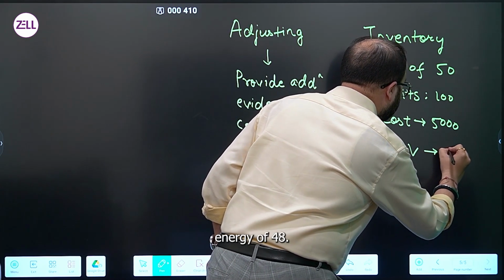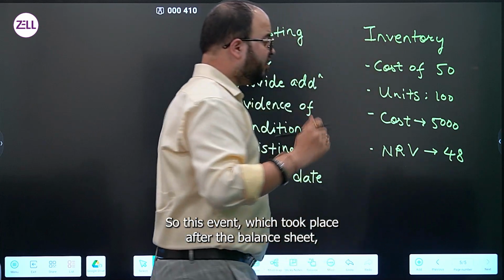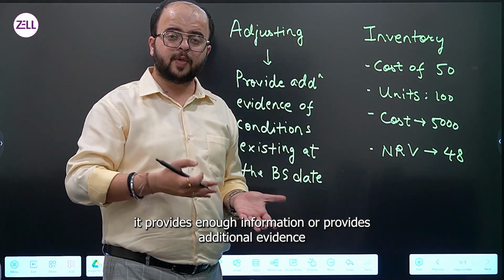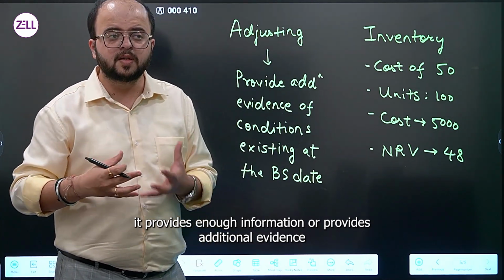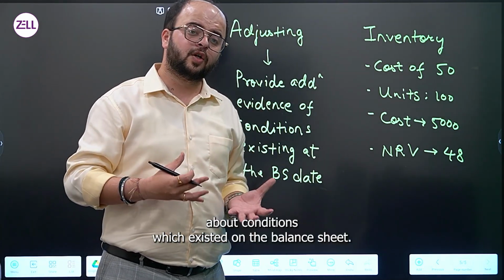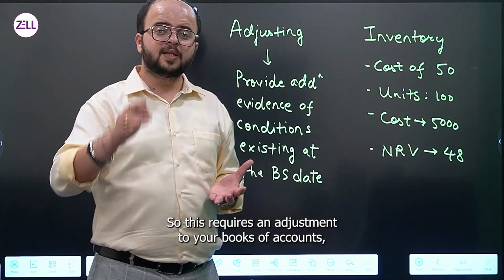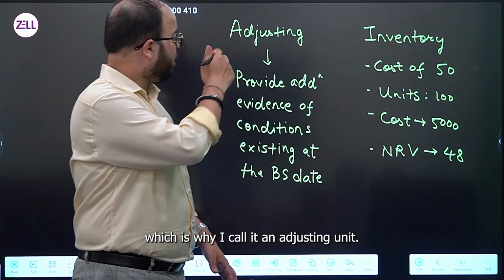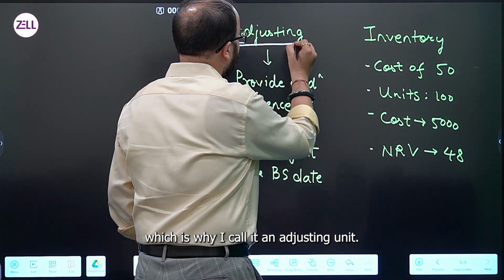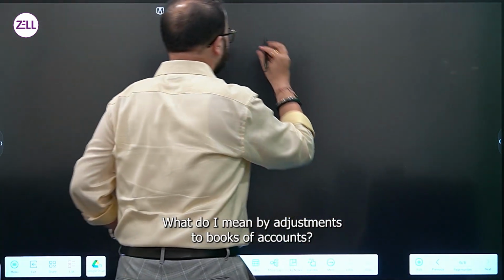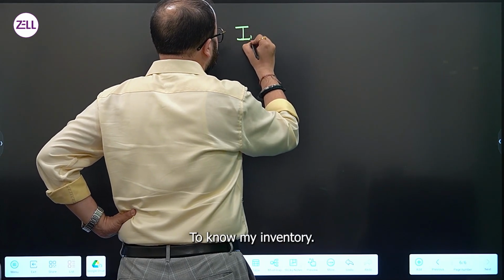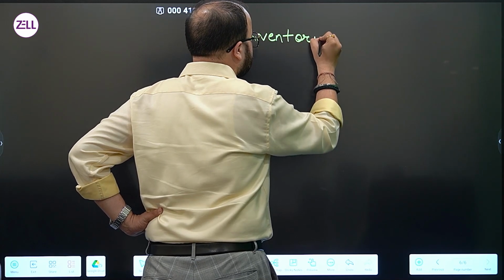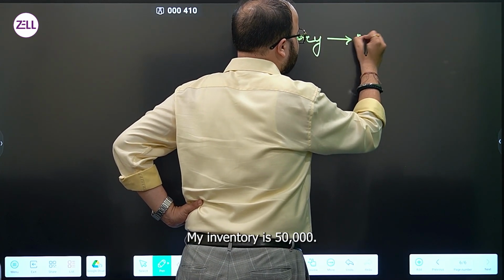And since 48 is the lower of cost versus NRV, I should actually be valuing it at NRV of 48. So, this event which took place after the balance sheet date provides additional evidence about conditions which existed on the balance sheet date. So, this requires an adjustment to your books of accounts, which is why I call it an adjusting event. What do I mean by adjustment to books of accounts? Right now, my inventory is at 50,000.